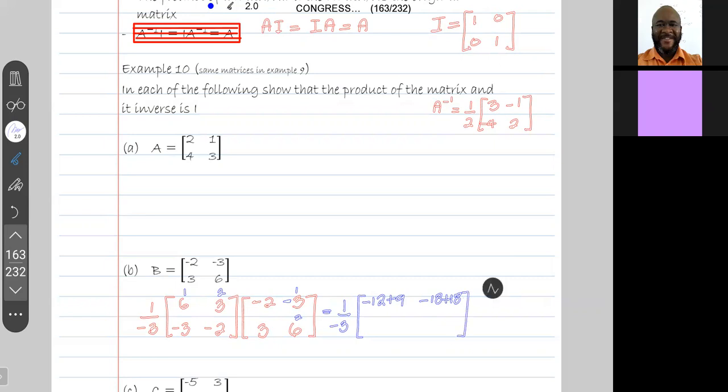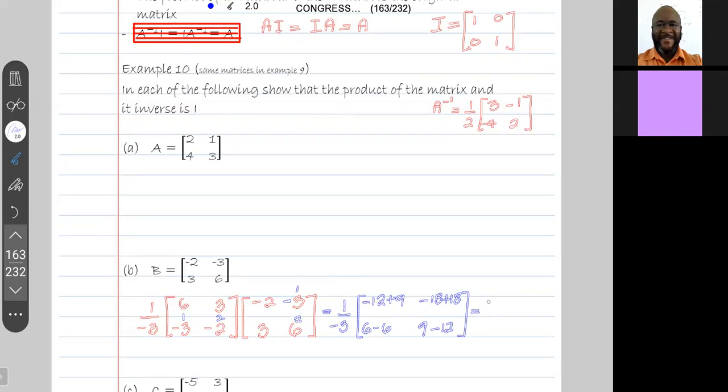Now let's move to the bottom row. Bottom row, left column. Minus 3 times minus 2 is positive 6. Minus 2 times 3 is negative 6. Same bottom row, but next, the right column. Minus 3 times minus 3 is 9. Minus 2 times 6 is minus 12.